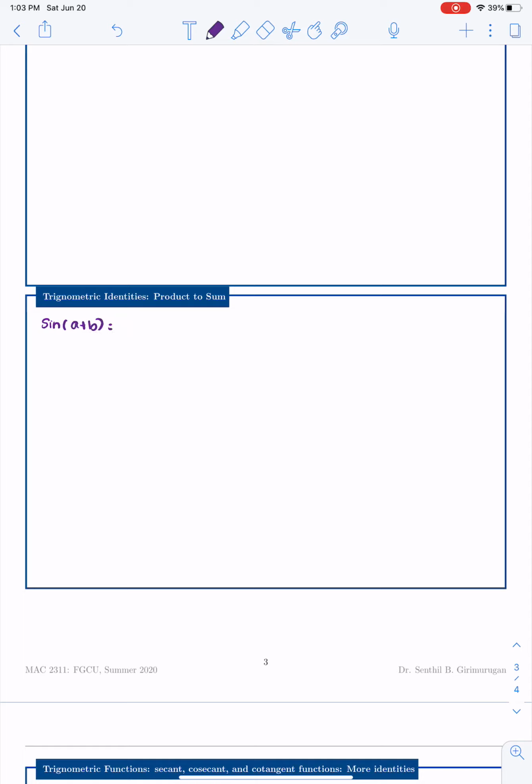By definition, sine A plus B is simply sine A cosine B plus cosine A sine B. That is by definition. So instead of A plus B, if I have A minus B, we would simply have sine A cosine B minus cosine A sine B.